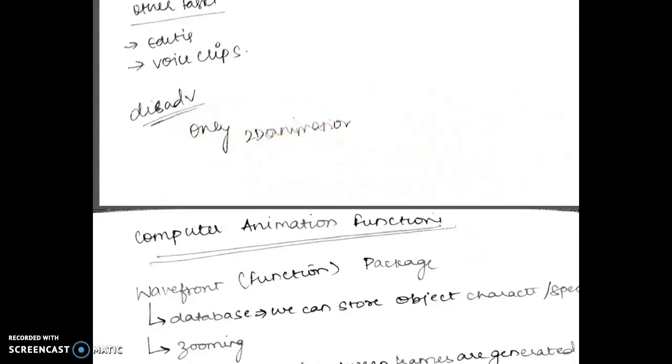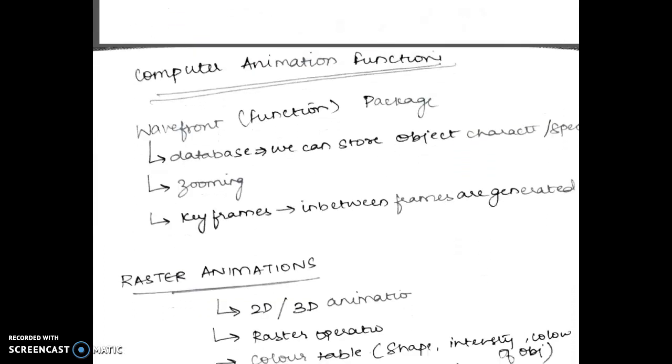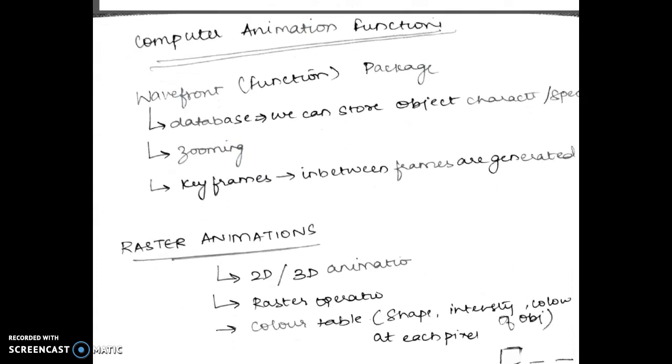Now next we will see computer animation functions. There are three main computer animation functions. First is the wavefront. The wavefront is a package where all functions are there, such as database, zooming, keyframes. Database is where we store objects and object characteristics and specifications. Zooming, as we know, is zooming in or zooming out. Keyframes and in-between frames are generated for seamless animation.